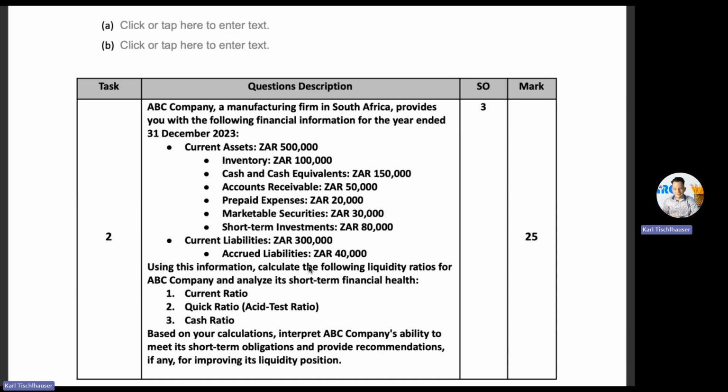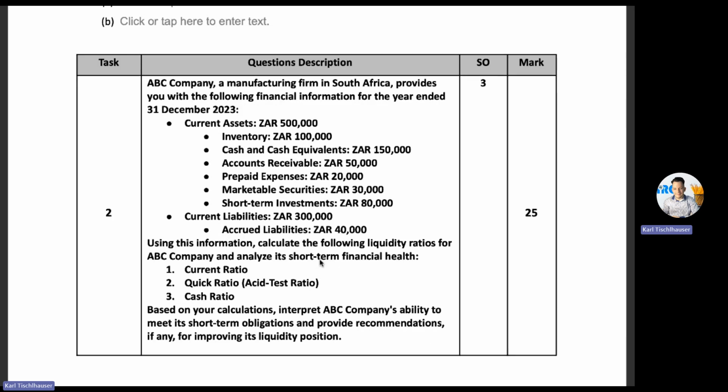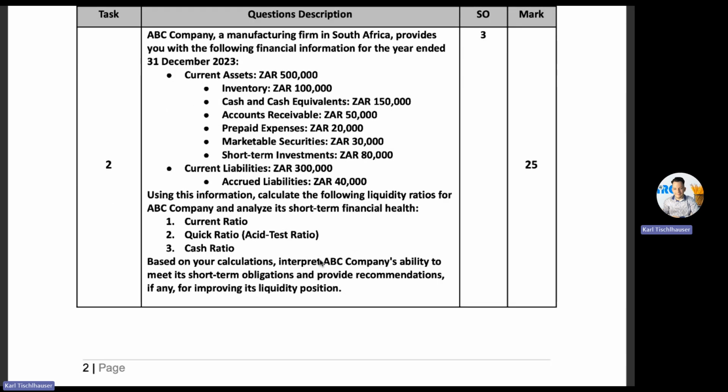They give you information on ABC company, a manufacturing firm in South Africa. You can see they give us the current assets, the current liabilities, the accrued liabilities. I would read through this very carefully. And then what they want you to do is the current ratio, the quick ratio, and the cash ratio. These ratios and calculations are presented in another video on the Google Classroom platform. Make sure that you watch that video because it will explain how to do the ratios and what the calculations mean. So you need to talk about that for additional marks.